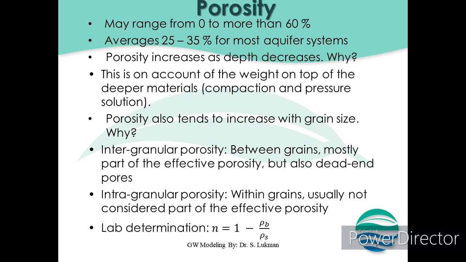Because as you go deeper down, the overburden pressure you mentioned is higher, isn't it? Because it's a function of the height. So, the higher the overburden pressure, the more compacted the soil becomes, and therefore, the less the void space. The void space will be filled more easily because of the compaction. Some of the soil matrix will be crushed, and then the void space will reduce. Is that clear? All right.